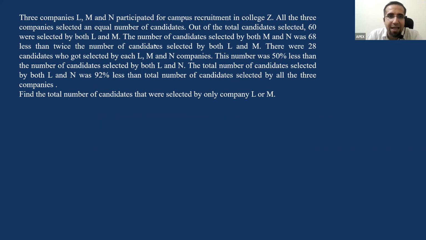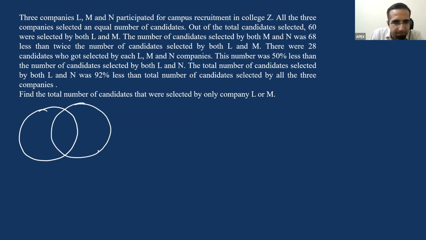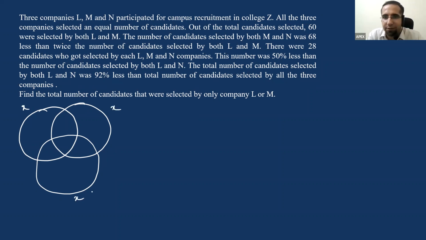3 companies, L, M, and N, participated in a recruitment of a college. All the 3 companies selected an equal number of students. That means this part is equal to X, this part is equal to X, and this part is also equal to X. 60 was selected by both of them.